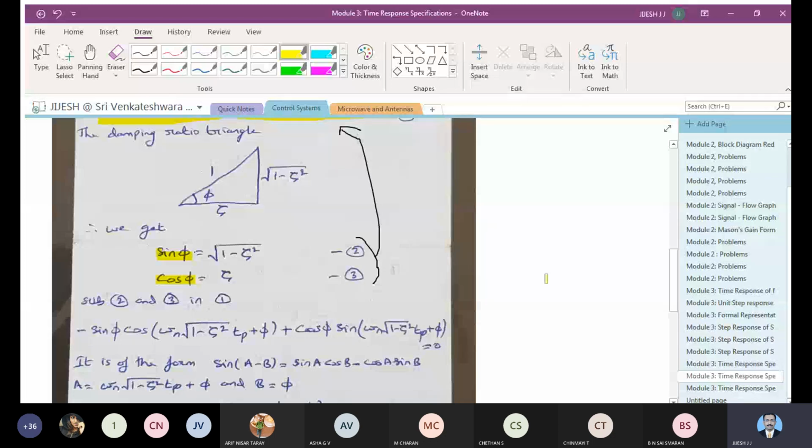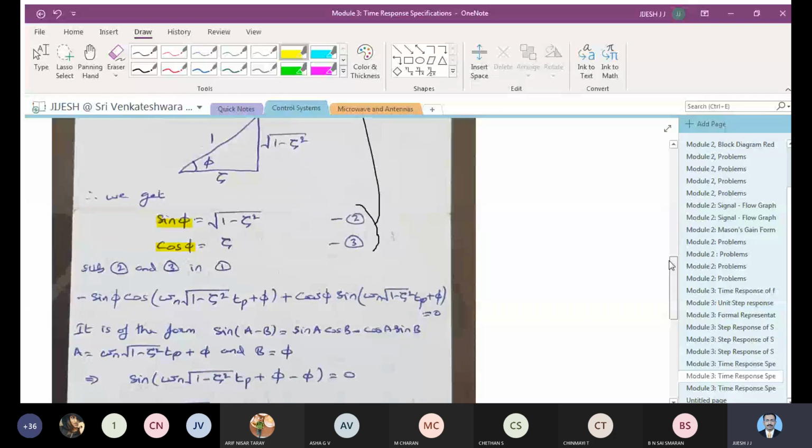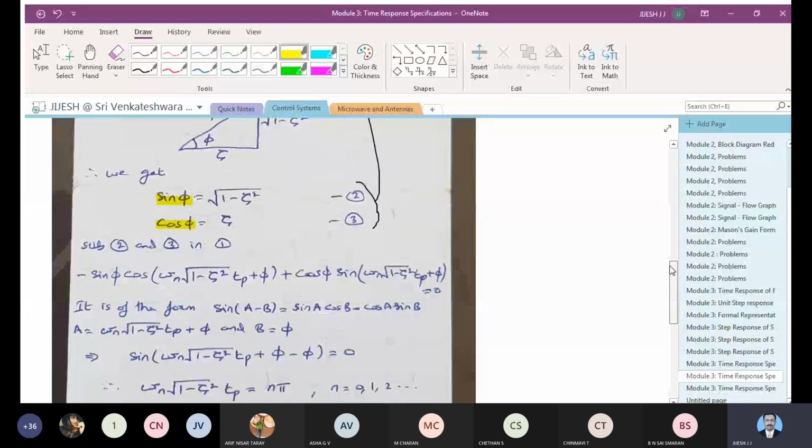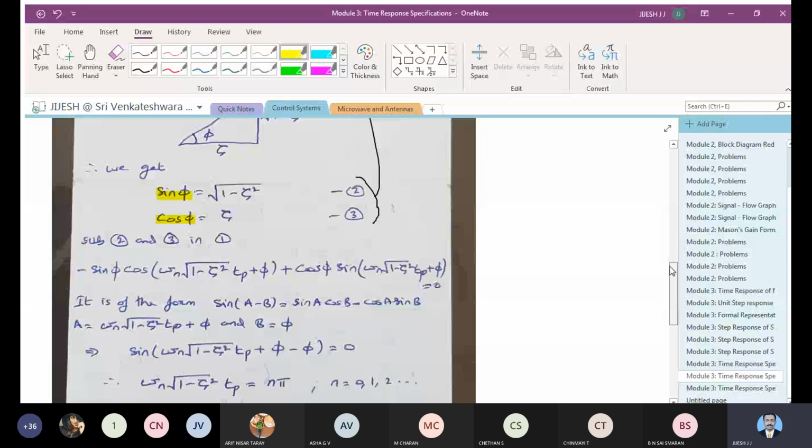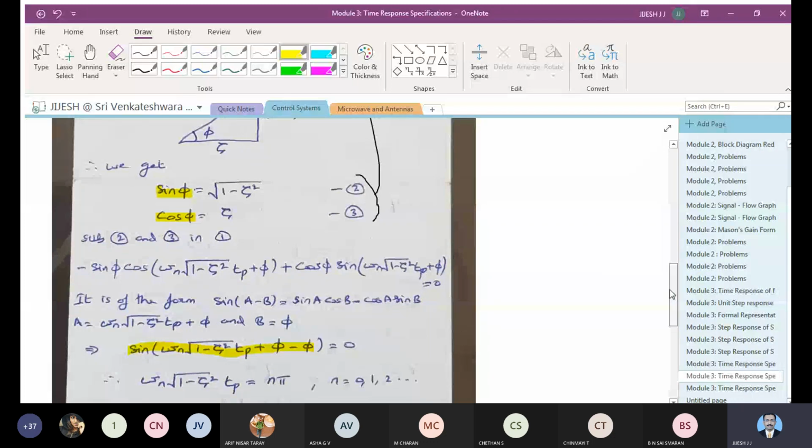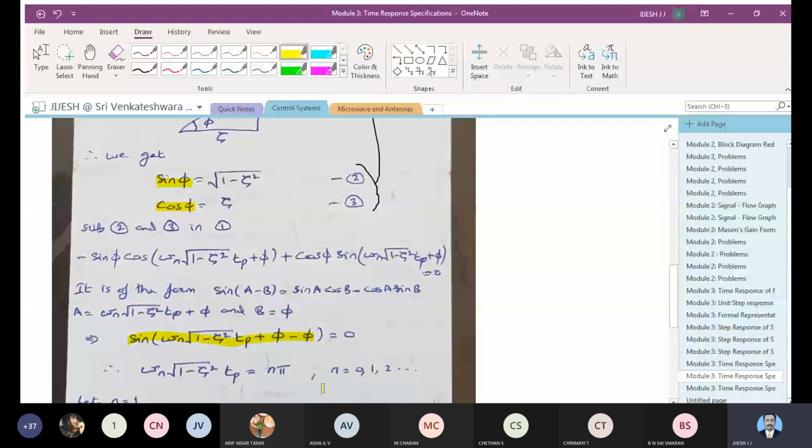So what you get further is you can just substitute those things. You get the sine of A minus B. So A and B are known to you. So you'll be getting omega and root of 1 minus zeta square Tp plus phi minus phi, so plus phi minus phi gets removed, that is equal to 0. So what you get here is sine of omega and root of 1 minus zeta square Tp is equal to 0.